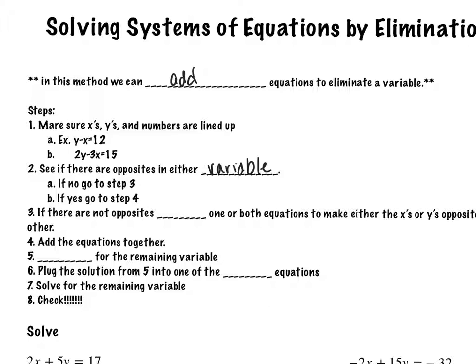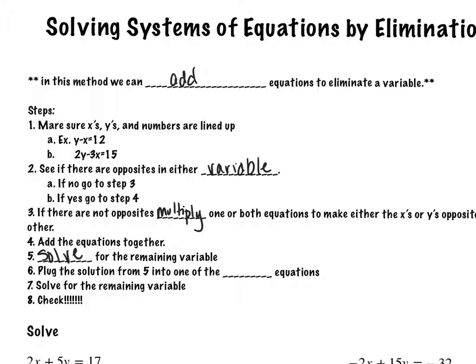So if I don't have opposites, I need to multiply one or both equations to make them. So if not opposites, I'm going to multiply an equation, or 2. Once I get opposites, I'm going to add the equations together. We'll talk about what that means in a second. Once I do that, I'll have a one-step equation that I want to solve for whatever variable I didn't eliminate.